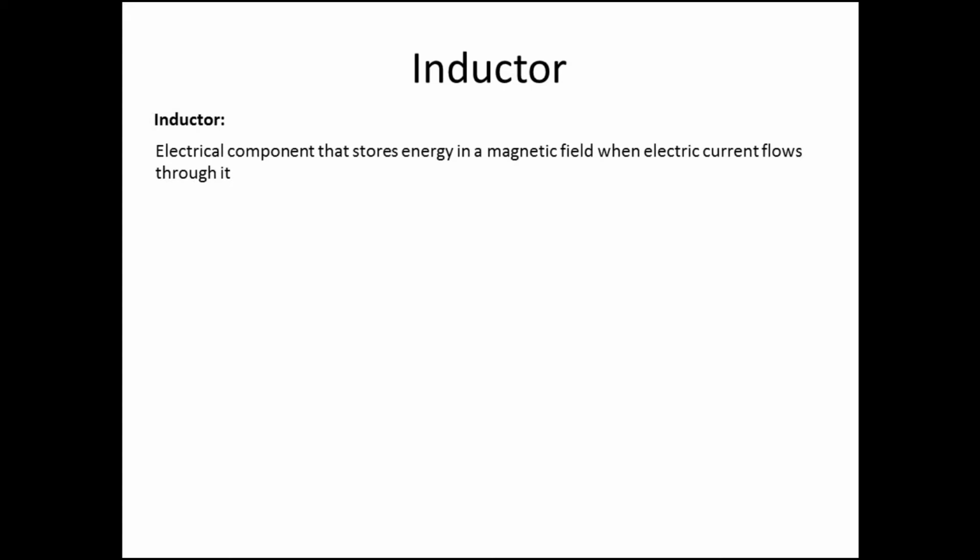We can state the current voltage relation of an inductor as V is equal to L di by dt. If V is the voltage across the inductor and i is the current flowing through it, the voltage and current relation is V equal to L di by dt, where L is the value of the inductance. Or from this we can write L as V by di by dt.